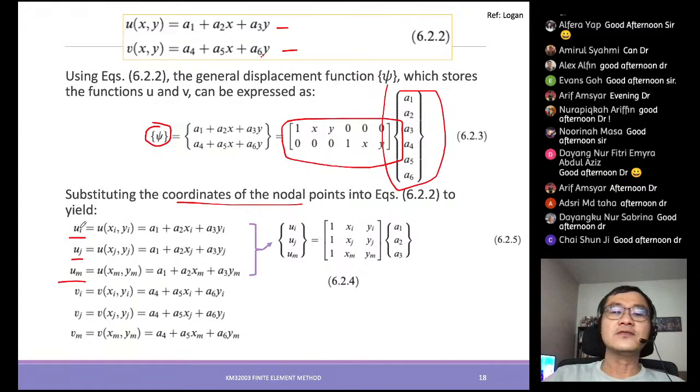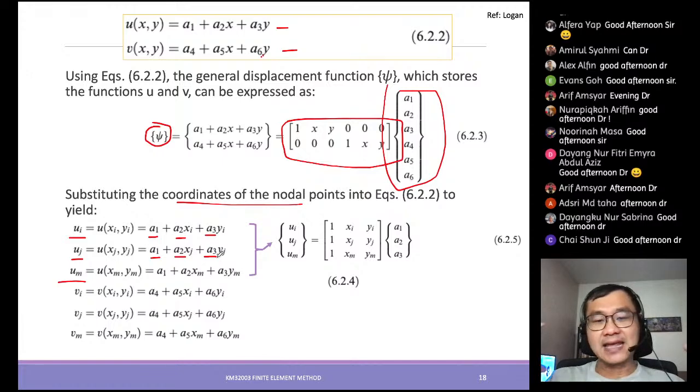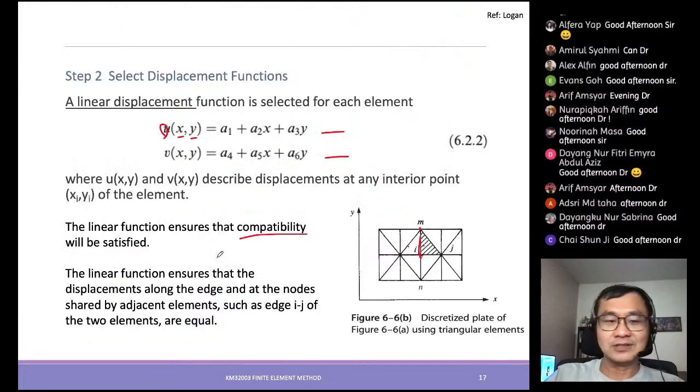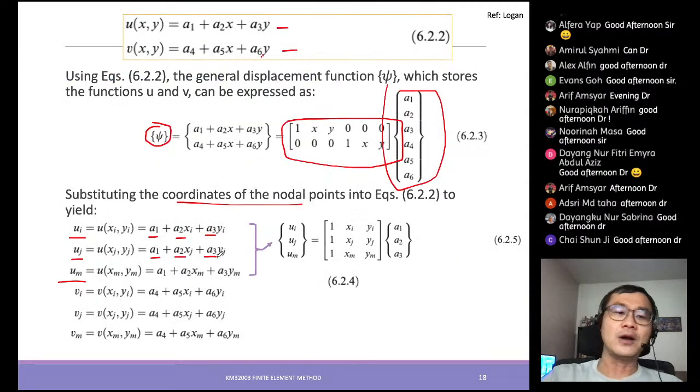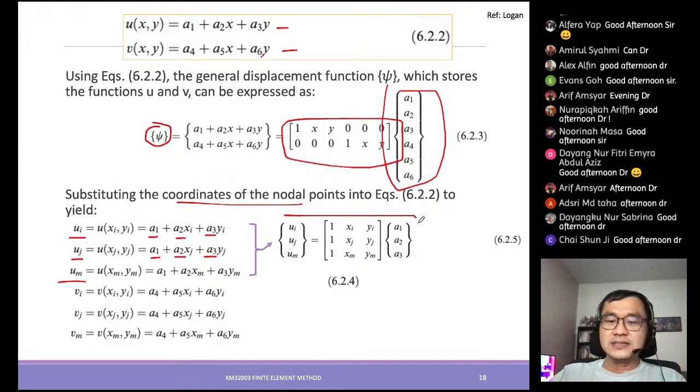So for U itself, there are already 3 equations. For the V, another 3 equations. And they are related to, again, you can see the same A1, A2, and A3, to ensure that they are consistent, what we call compatible between them. So you have U1, UI, UJ, and UM, expressed in this particular form, based on these equations.